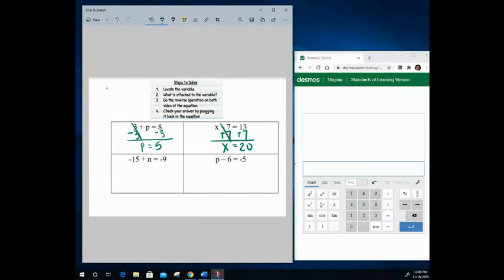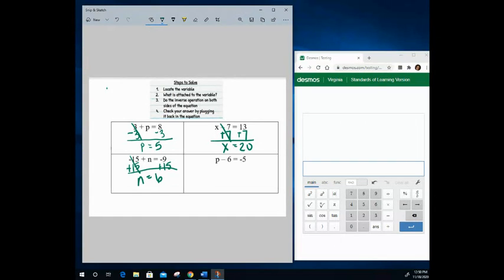Looking at this next problem, we now have some negative numbers in here. We're going to still treat everything the same. My variable is n. Attached to it is an addition of negative 15. So we want to do the opposite of negative 15. So the opposite of negative 15 is positive 15. And whatever you do to one side, you've got to do to the other. So when I do that, these 15's cancel. I'm going to bring down n equals, and negative 9 plus 15 is going to give me a positive 6.